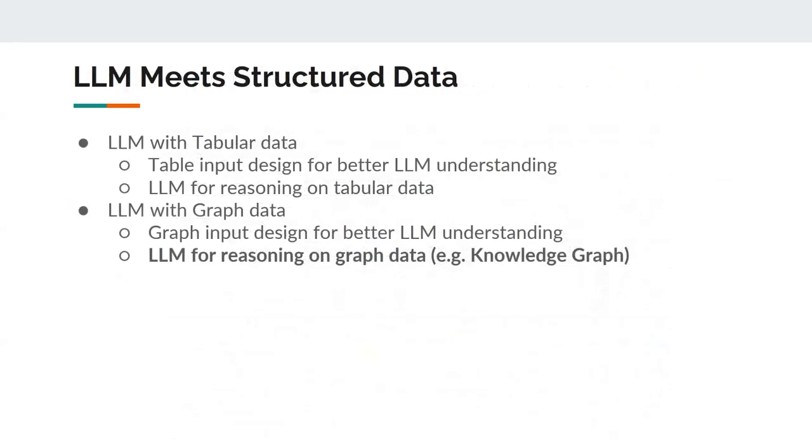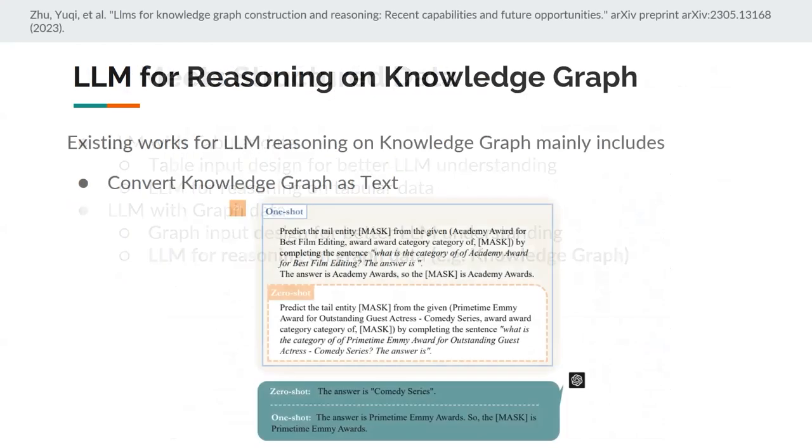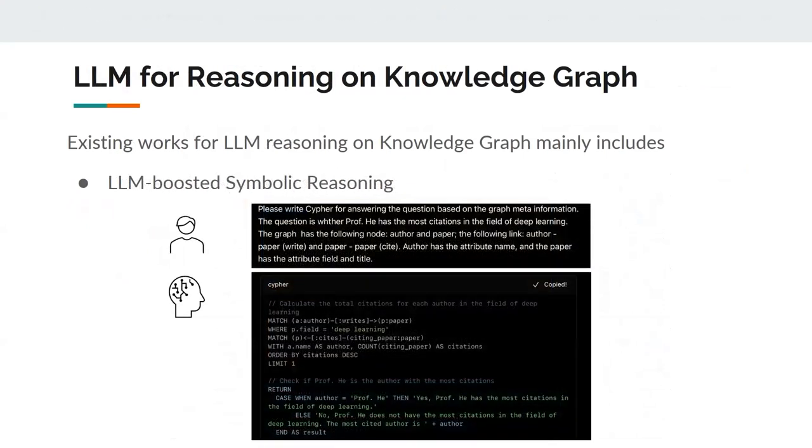Okay, and also we're going to talk about reasoning on graph data. Similar to reasoning on tables, reasoning on graphs also has two paradigms, semantic reasoning and symbolic reasoning. On this slide, there's a case of semantic reasoning. And there is also a case of symbolic reasoning.